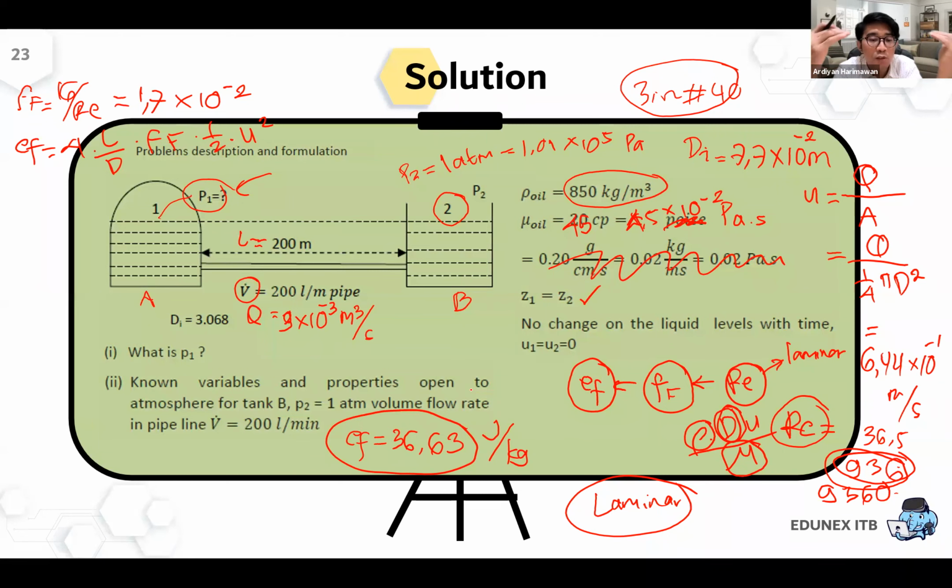In the steady conditions, there will be no change in the liquid levels. It's already steady, so the velocity will be zero at both points. The velocity at point 1 at the surface of the first tank, and at point 2 at the surface of the second tank, are both zero. The velocity that you calculated, 6.44, is only the velocity during the travel of the oil in the straight pipeline. We need to know the value of this velocity in the straight pipeline to calculate EF.